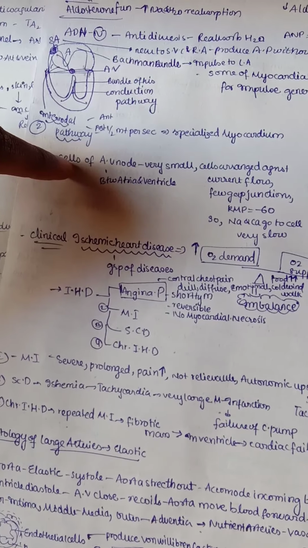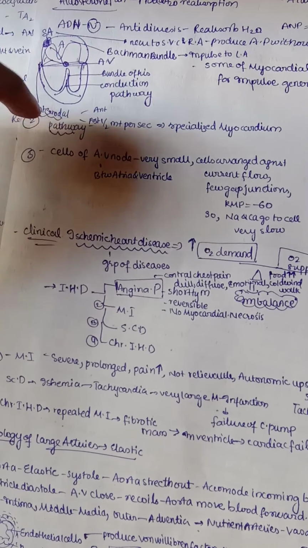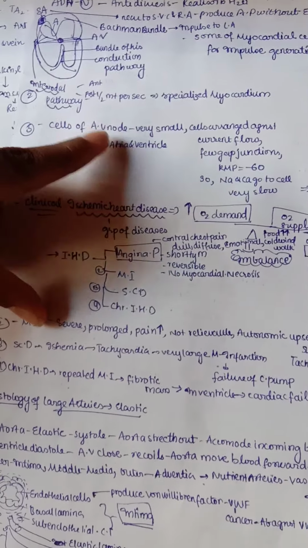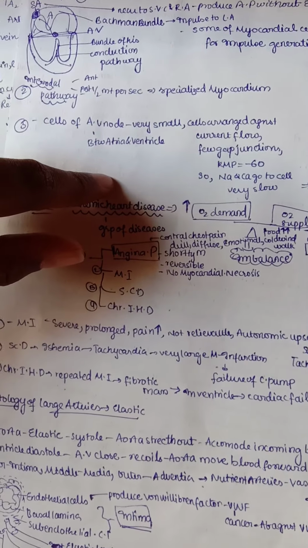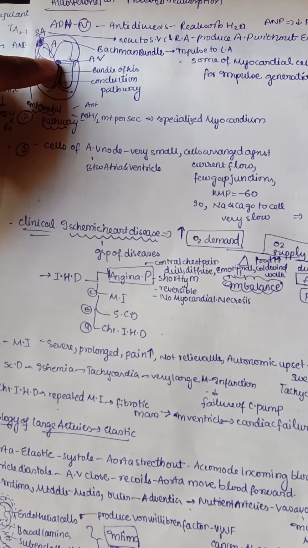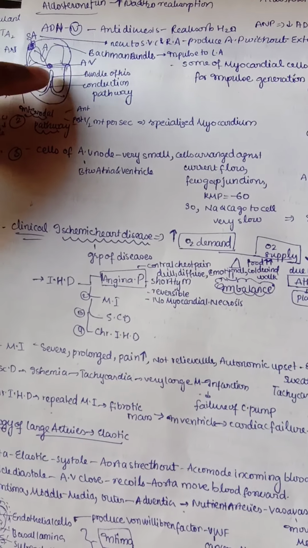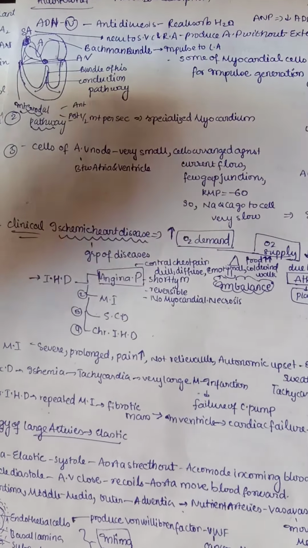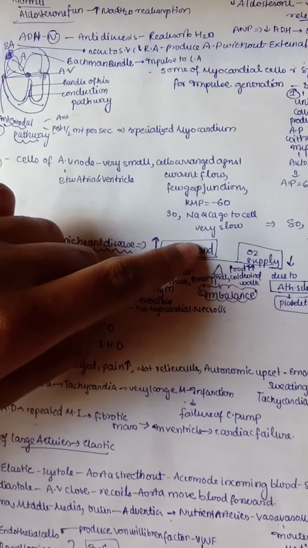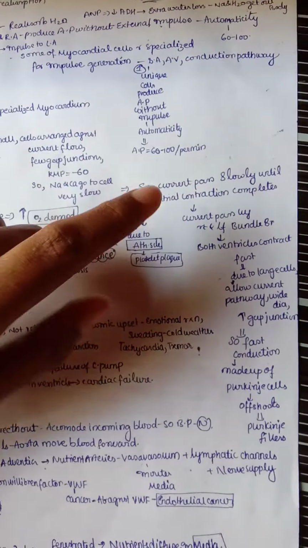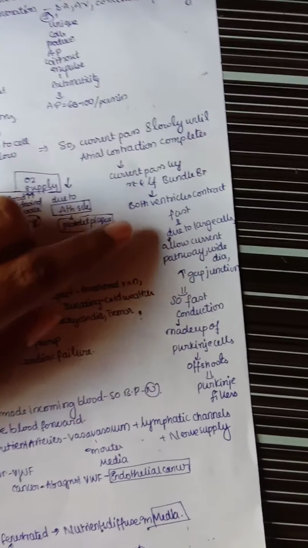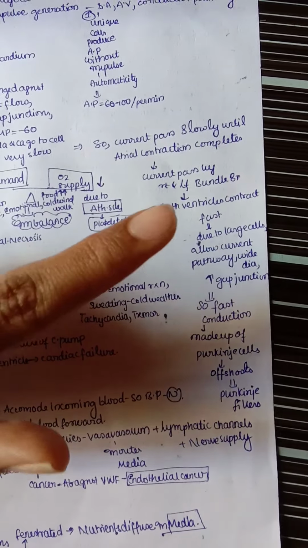The conduction velocity is 1.5 meters per second. So it is a specialized myocardium. Next, the cells of the AV node. Between the atria and ventricle, you can say these are the cells of the AV node, which are very small cells, arranged against the current flow, and they have very few gap junctions, and their RMP is -60. So sodium and calcium enter the cell very slowly. So the current passes slowly until atrial contraction completes. Then the current passes by the right and left bundle branches, and both ventricles contract fast.